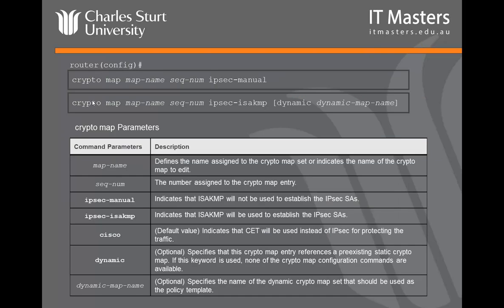And we do that this way. So crypto map, map name, sequence number, IPSec manual or IPSec ISAKMP or dynamic, which you don't really need to know too much about. And these are the parameters here. And I'll let you go through those in more detail because I want to push on and make sure that we get to the lab. But just take a moment to pause and have a look at the syntax and just what each of these things does specifically.